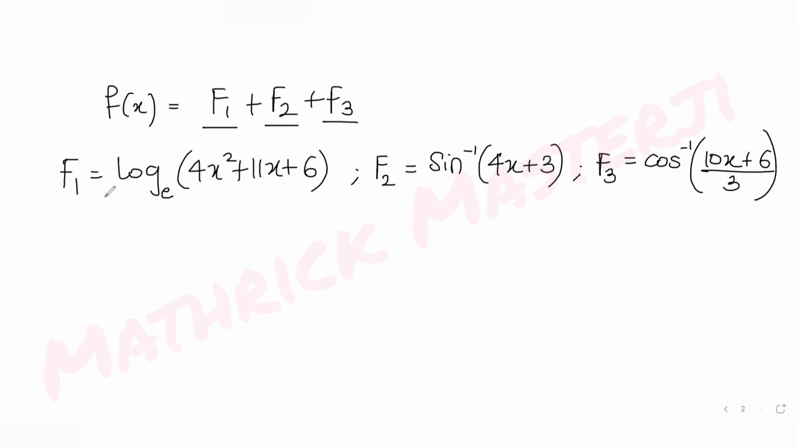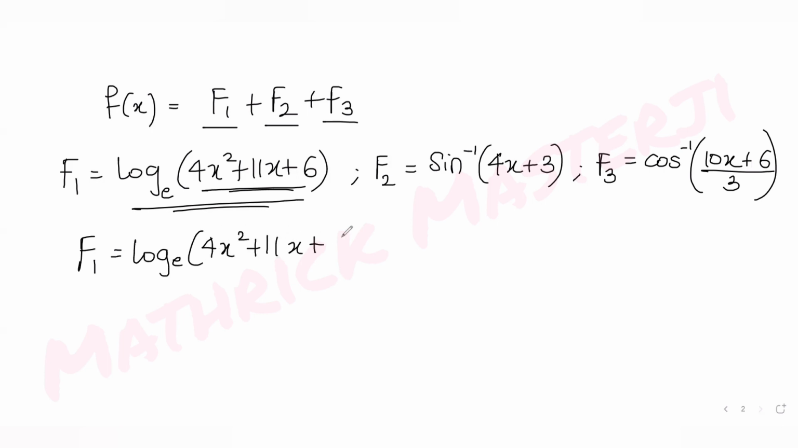So f1, the first part of the function, is a log. We know that the domain of this function will exist whenever the value inside the logarithm to the base e is greater than 0, because the logarithm of anything exists when that expression is greater than 0. Log of 0 to the base e will also make it undefined. So the function inside the bracket should have a value greater than 0. So I take 4x squared plus 11x plus 6 greater than 0.